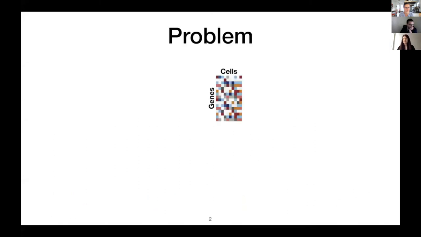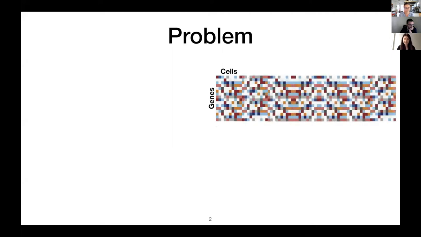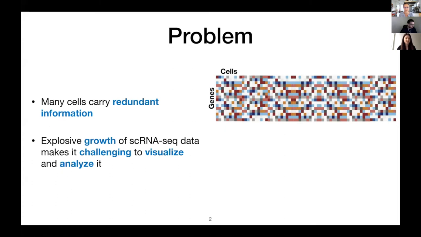As you know, single-cell RNA-seq is a powerful technique for studying cell populations. And as bioinformaticians, you might be familiar with its main feature and at the same time challenge, its high dimensionality, meaning that each cell is represented by thousands of genes. But with the development of technology, we have more and more cells sequenced per experiment. And you may expect that many of those cells carry redundant information. And of course, it is more challenging to visualize and analyze such large-scale data sets.